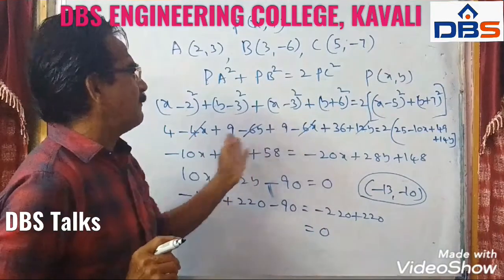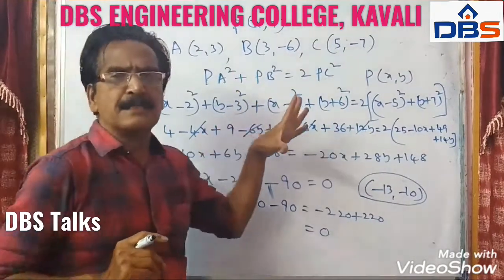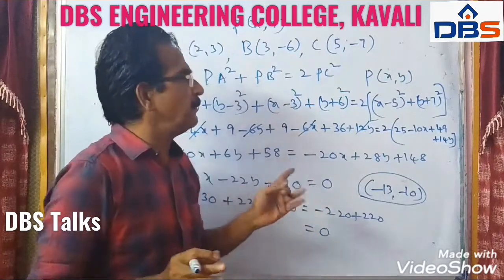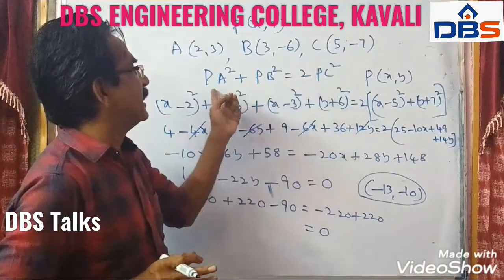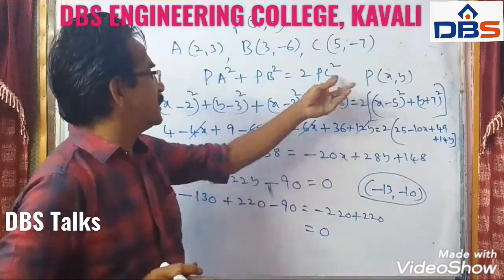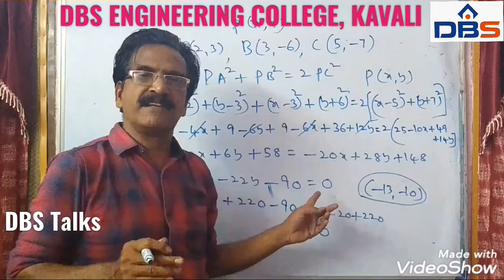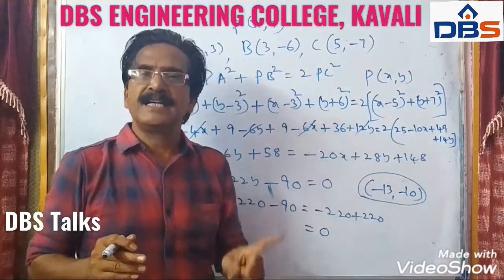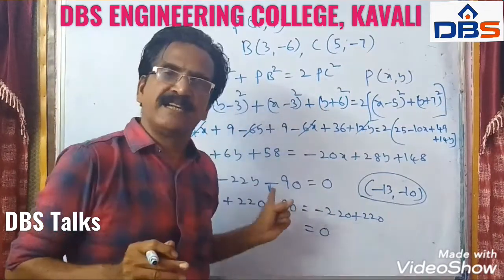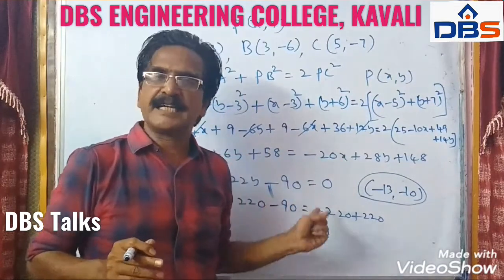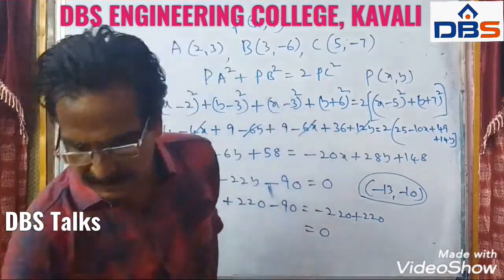Of course this simplification is a little long, but overall the process of the problem is very simple. Let us say P(x, y), and you have to use this condition, PA square plus PB square is equal to 2 into PC square. By simplification, you will get a linear equation in x and y, which is the locus of P. Substitute the given points, and among the given 4 points, 1 point will satisfy this equation. So that point is our answer. Here (minus 13, minus 10) satisfies this equation. So next question, friends.